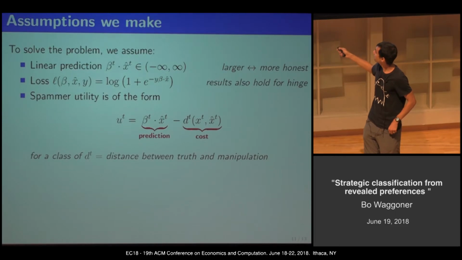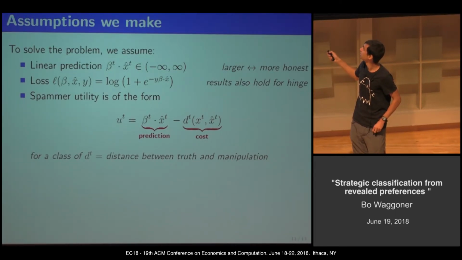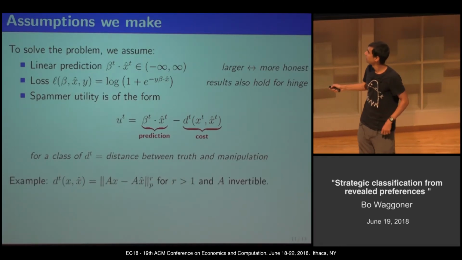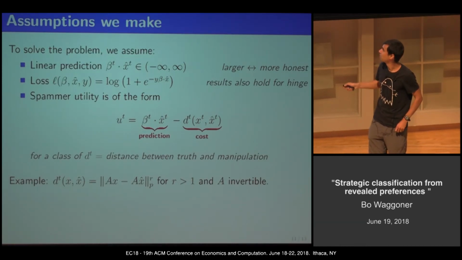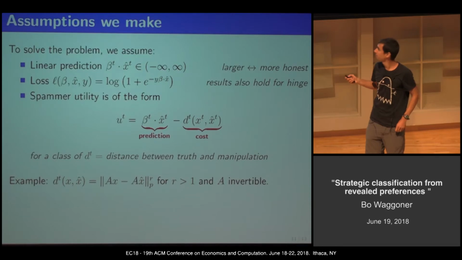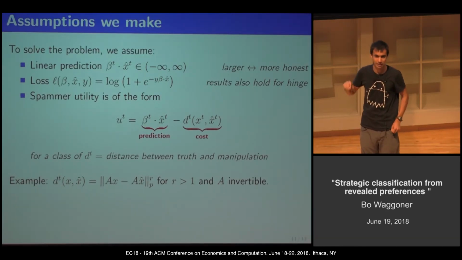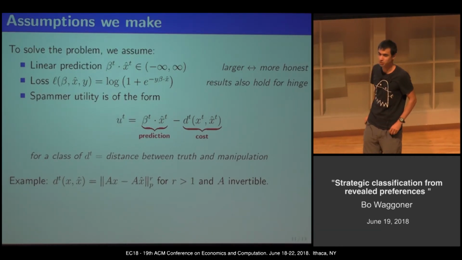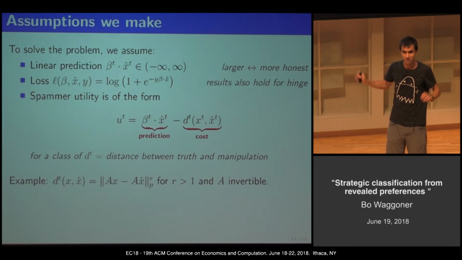Okay. And we can solve this for a particular class of distance functions between the truth and the manipulation. The largest example would be something like p norms of the distance between them raised to power strictly greater than 1. This matrix A here, you can also add that in, and that is mapping the features into some other space. So that gives you some more generality. Okay, so under these assumptions, we studied that general problem I told you about.